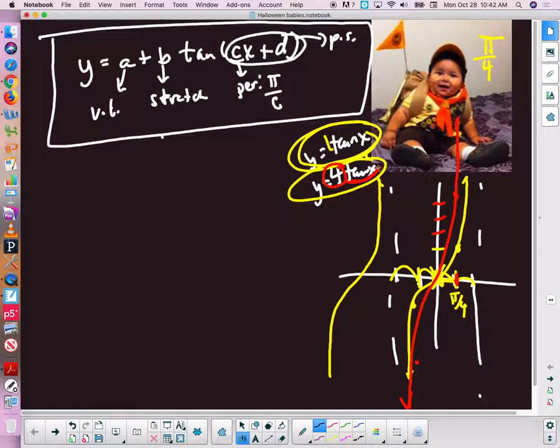On memo quizzes, I wouldn't try to trick you and say, what's the amplitude of 5 tan x? I'd probably say, what's the stretch? Okay, if I say what's the amplitude, say there is none.